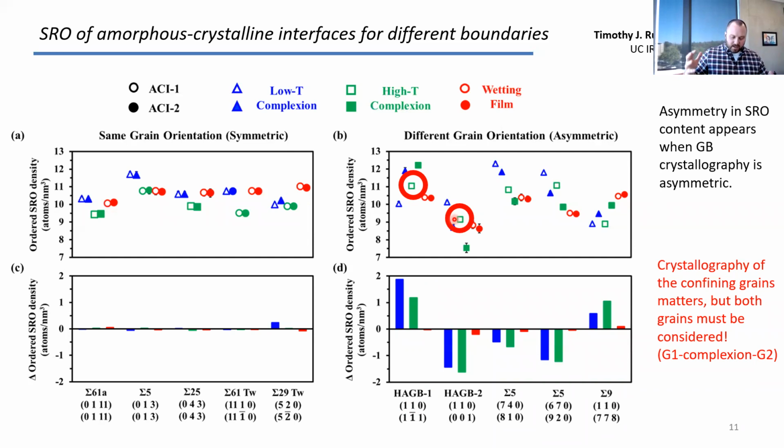And our next step up in making a more complex hypothesis was that, well, it's not just the grain next to it. It's the two grains and overall the whole system, grain 1, complexion, grain 2, how they work together that determines the structure.